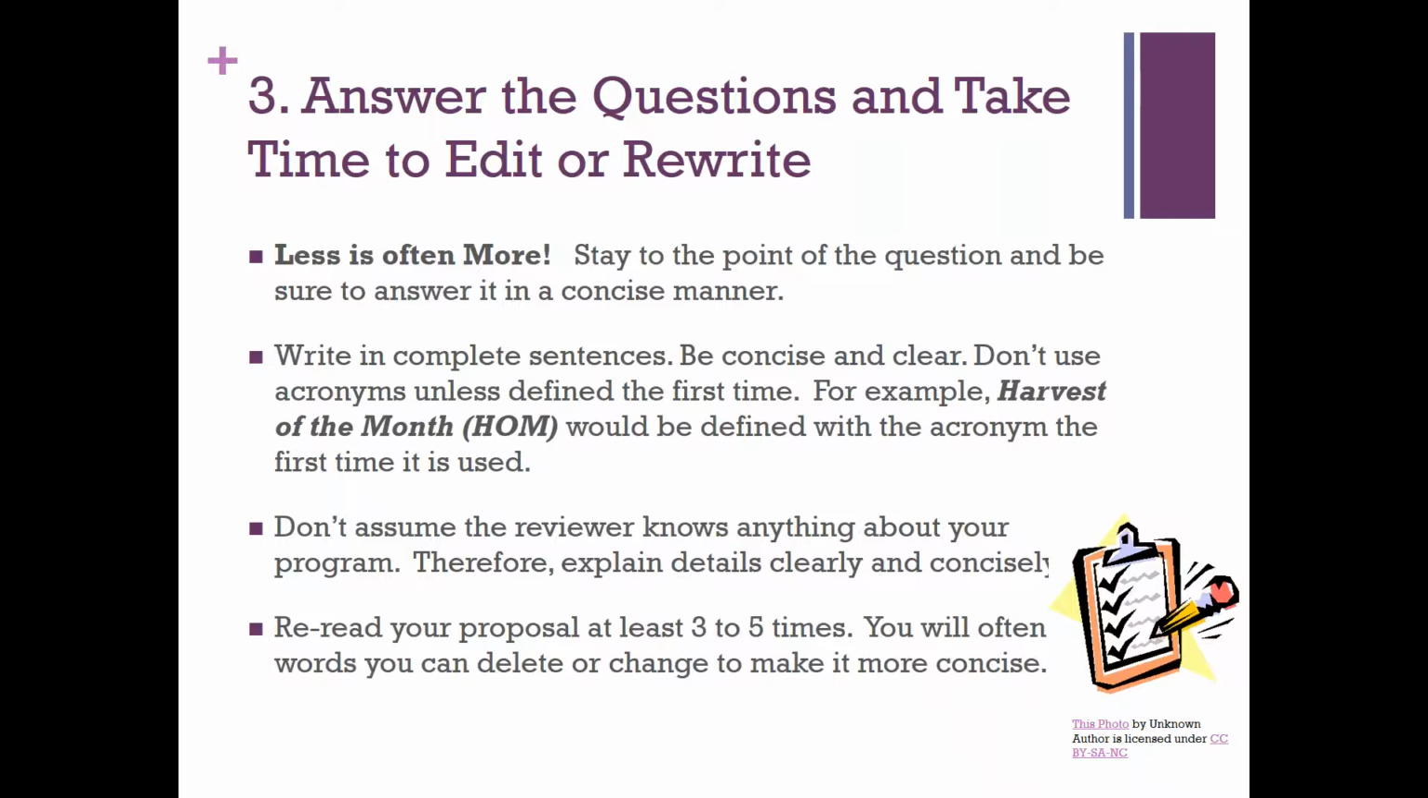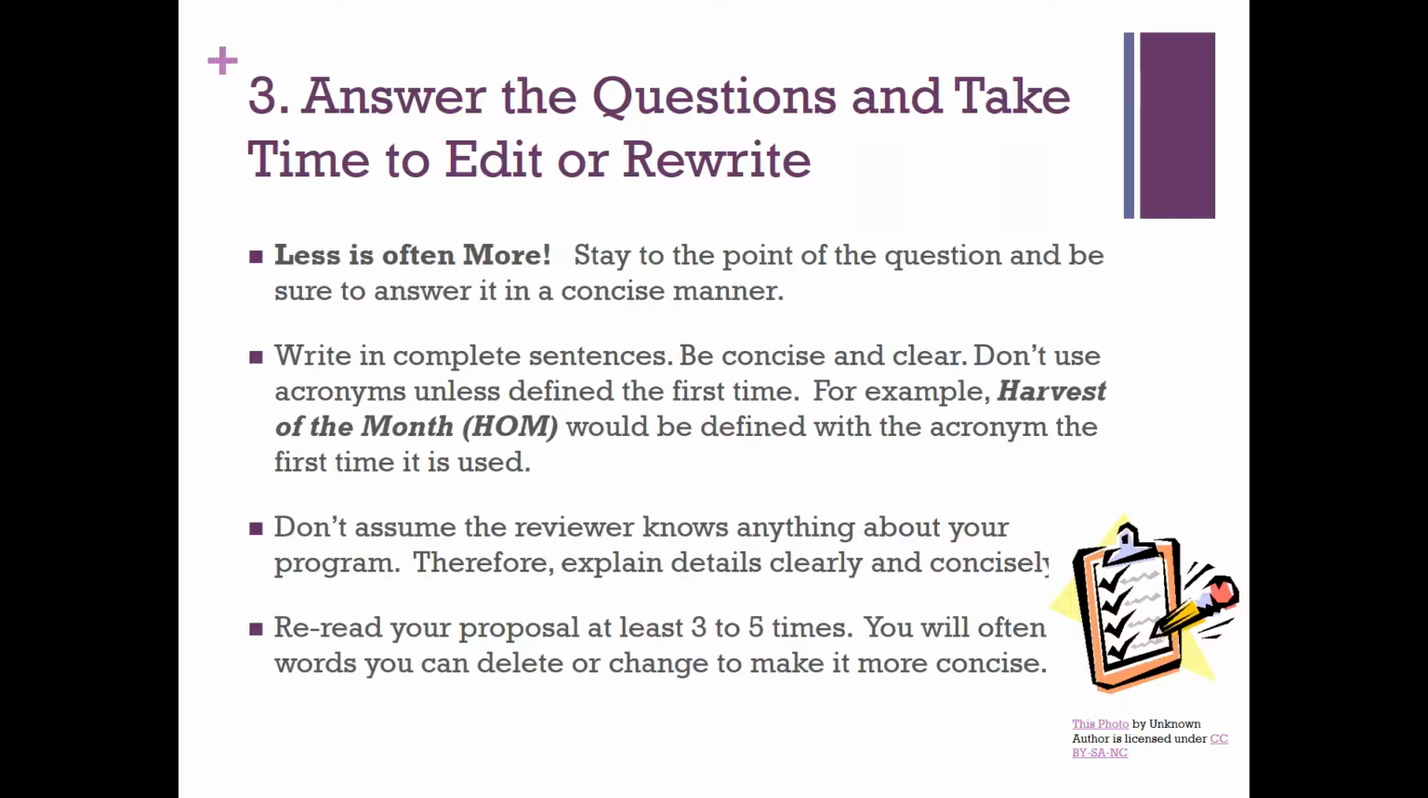For example, Harvest of the Month may be abbreviated as HOM in capital letters. And if you see on the slide, we have HOM in parentheses after Harvest of the Month. So it could be abbreviated to HOM after the first time it's used in the proposal. That way the reviewer understands that if Harvest of the Month is abbreviated, it's HOM. Then the next time, you might just write the HOM program will do this.